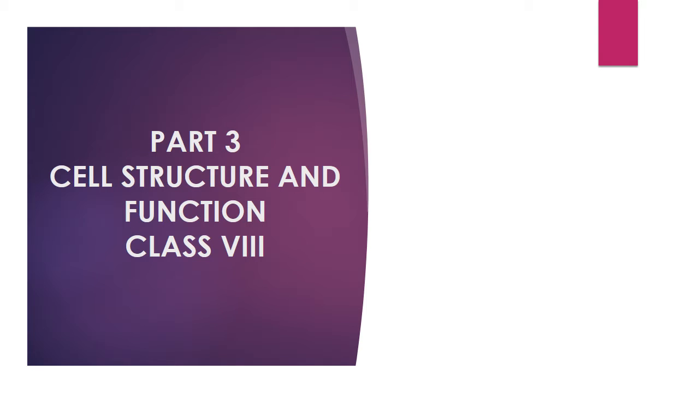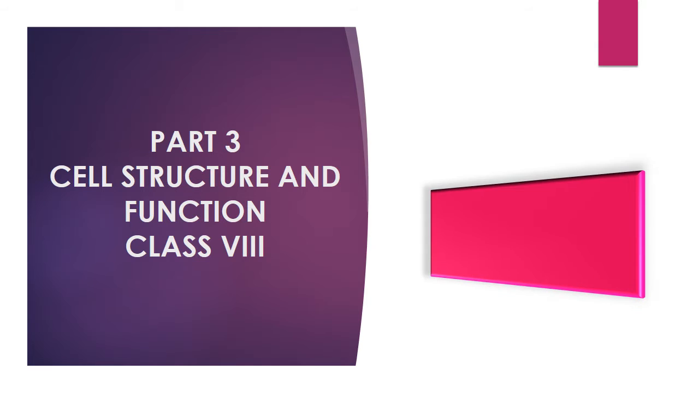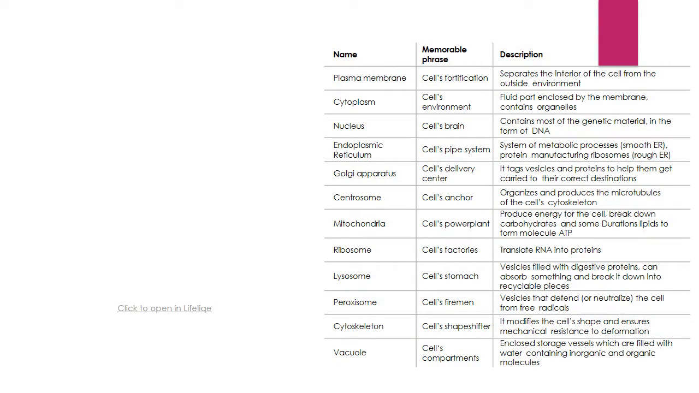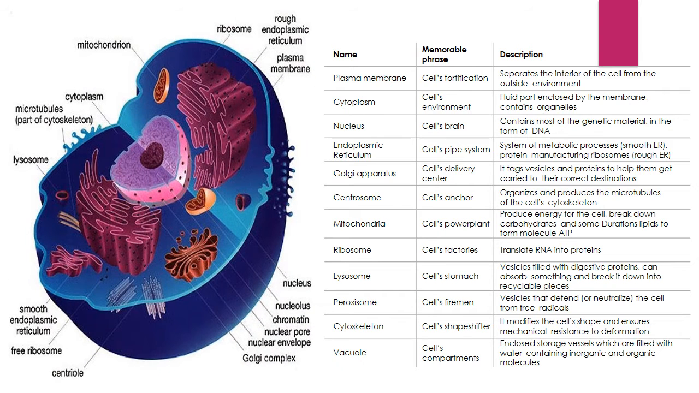Welcome back students to part 3 of the cell structure and function video. In this part we are going to study the structure of an animal cell in great detail. On the left hand side of the slide you can see the internal structure of an animal cell, whereas on the right hand side the name of each part of this animal cell, along with a memorable phrase and a very brief description of each part, has been given. So let us start studying each part one by one.